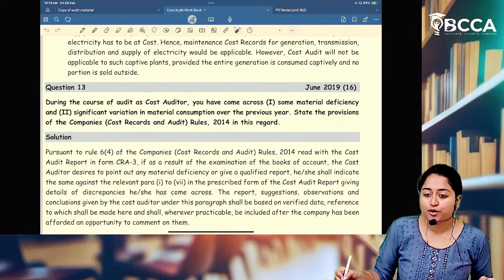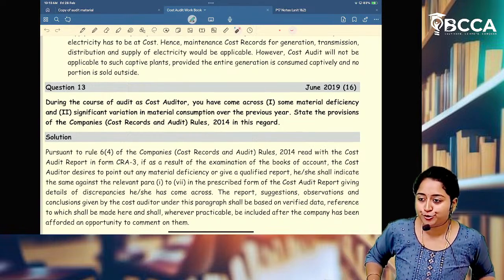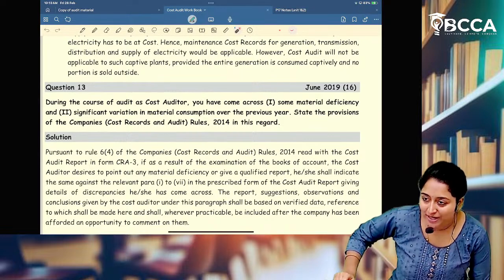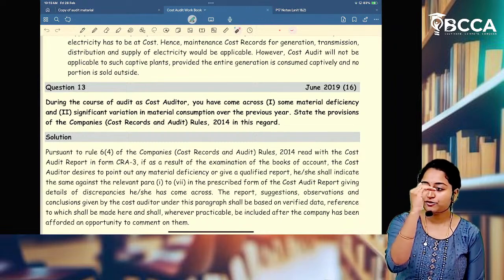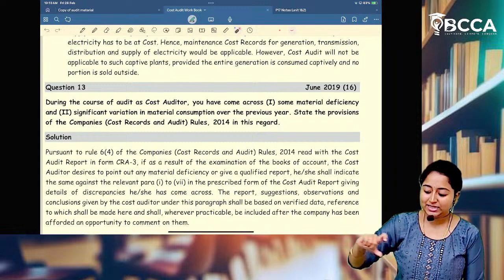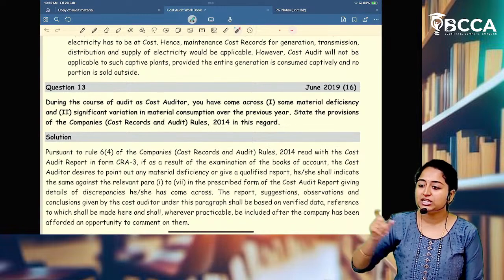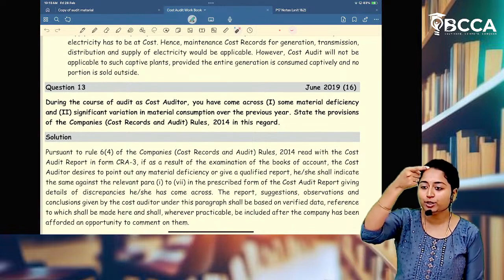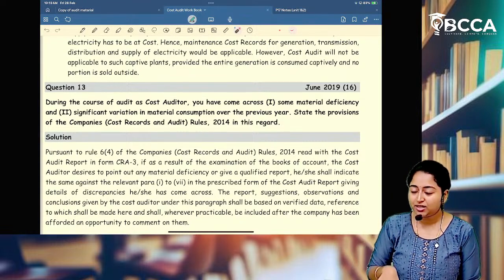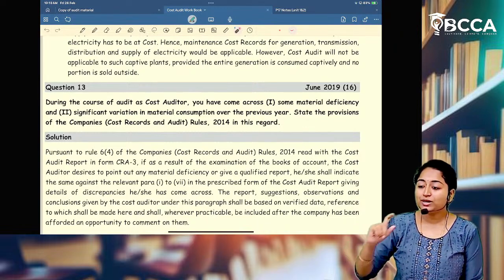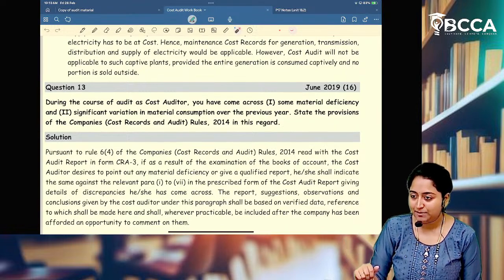When we were discussing forms, what does form CRA-3 deal with? Cost audit report. I have shown you the cost audit report, and in that form there are seven points. At the bottom I showed you that if, during the audit, the cost auditor finds any material deficiencies, then he can mention it in point 1 to point 7. Do you remember that? I told you that this single point has been asked as a question in the examination, and that's this question.